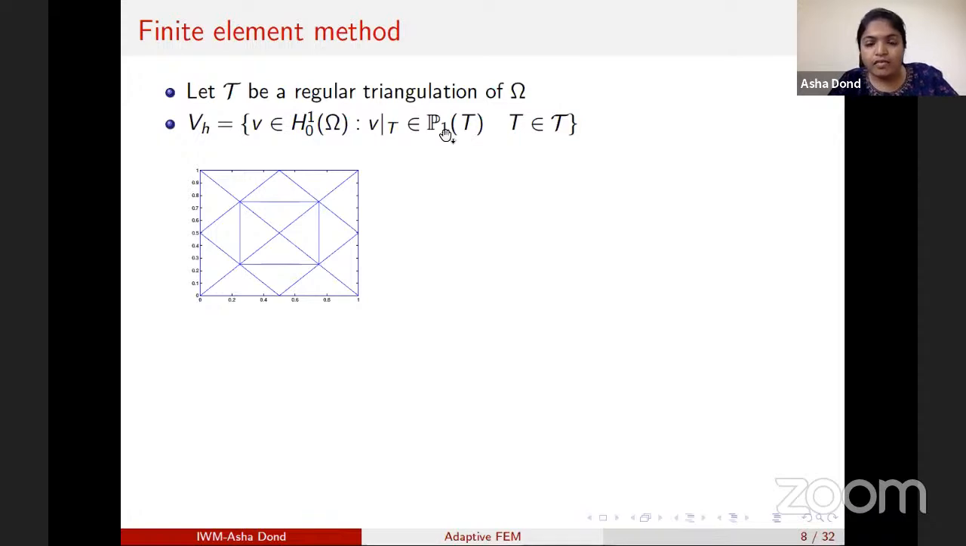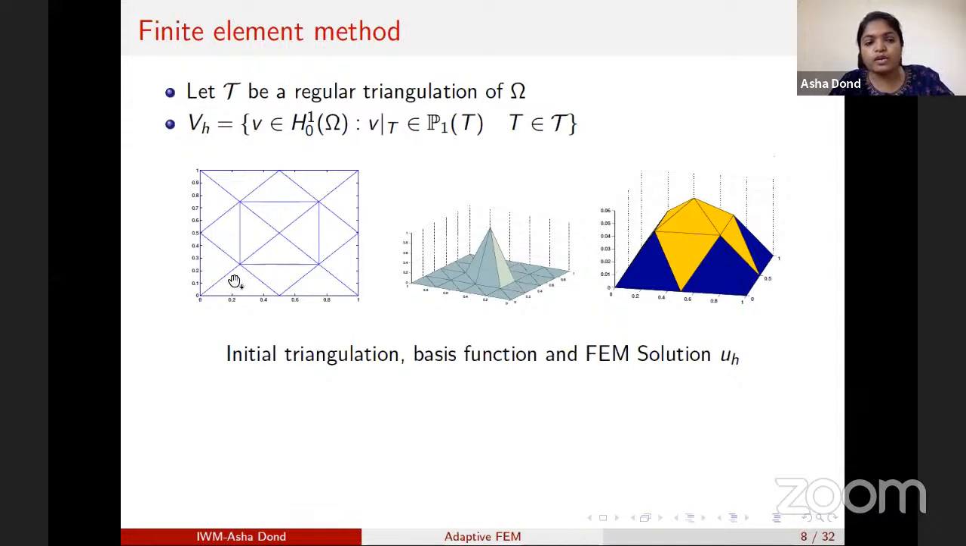When we have to find the solution, we define basis functions over the nodes. The vertices of the triangles are nothing but the nodes, and over each node we define a basis function. So we will have a finite set of basis functions, and you can write your discrete solution as a linear combination of basis functions. A function belonging to the space V_h has such a form. These are continuous functions, and over each triangle they are piecewise linear.